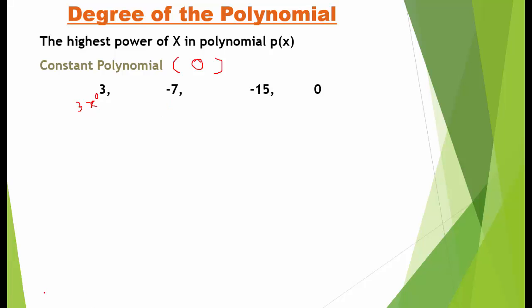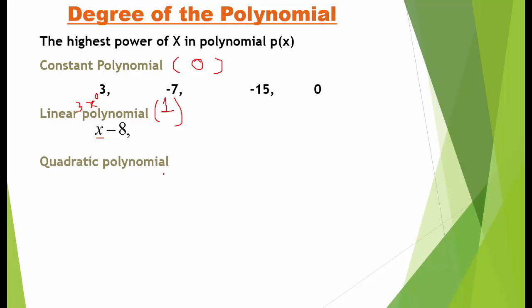Now my second type is the linear polynomial. A linear polynomial is that polynomial whose degree is 1. Means the highest power of the variable will be 1. For example, x minus a. Here the highest power is 1.